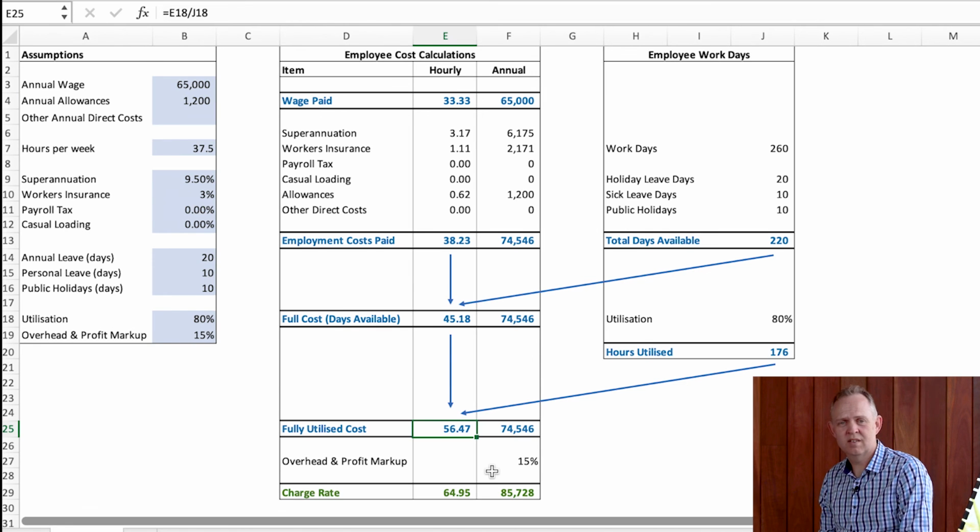And at that rate, given the hours that employee will be utilized, I would be charging $85,000 out based on a cost of 74. Now, that's information. That's not what you have to charge. You could charge more, you could charge less. This is just giving you an idea of what those figures look like. That's it, that's the model.